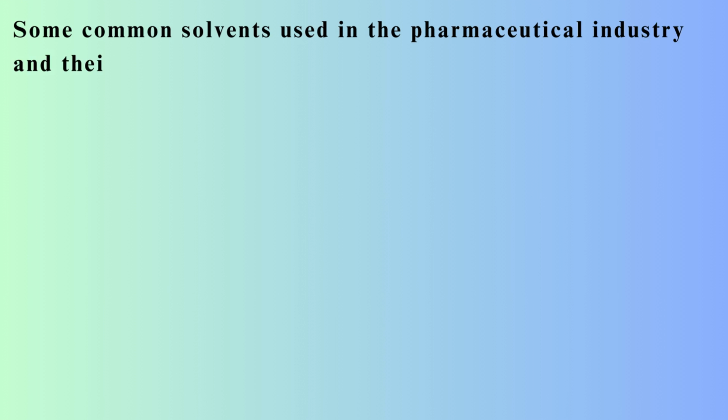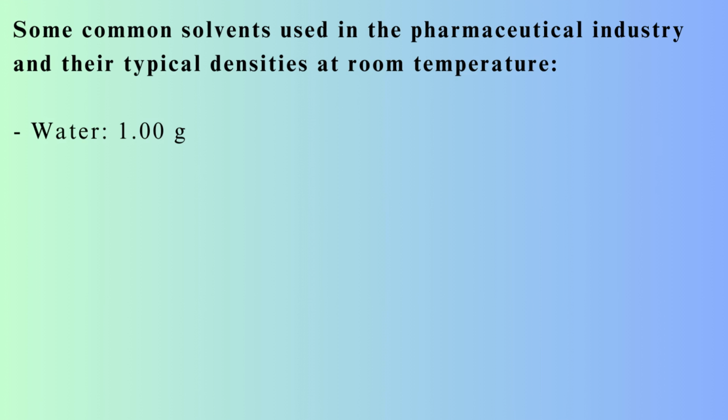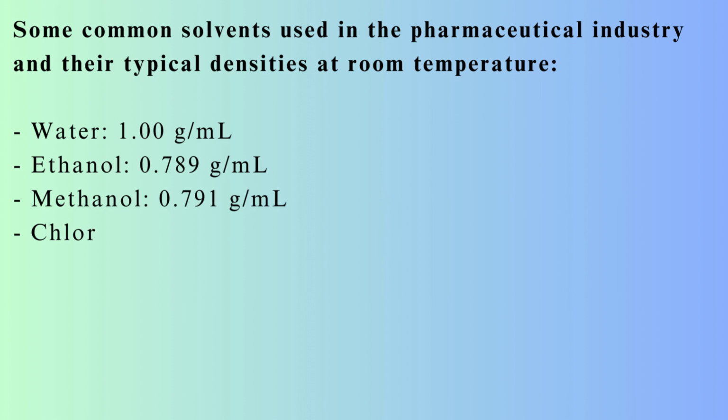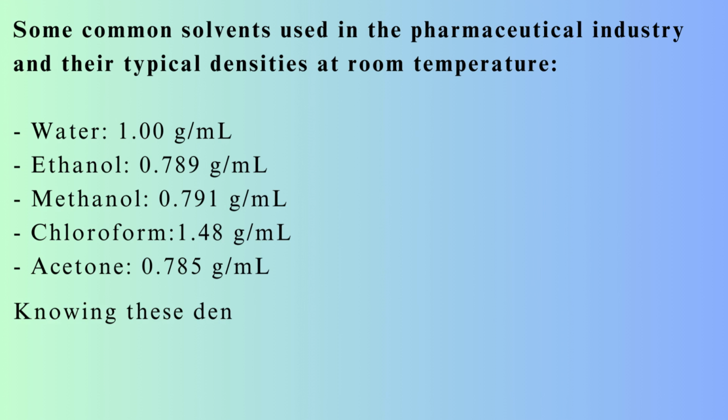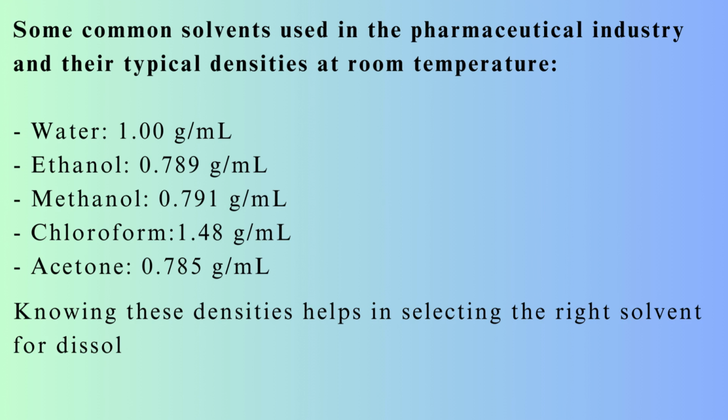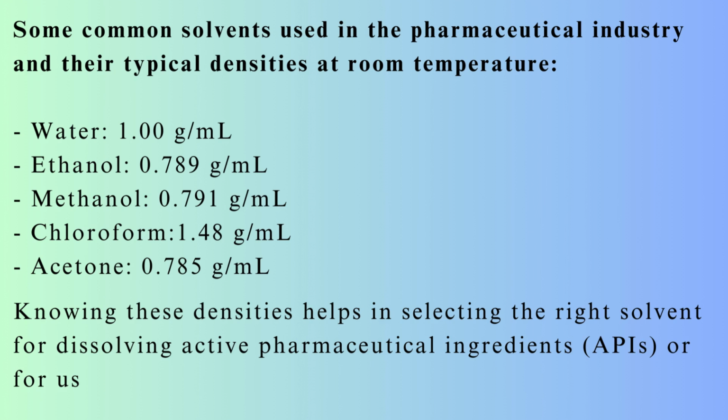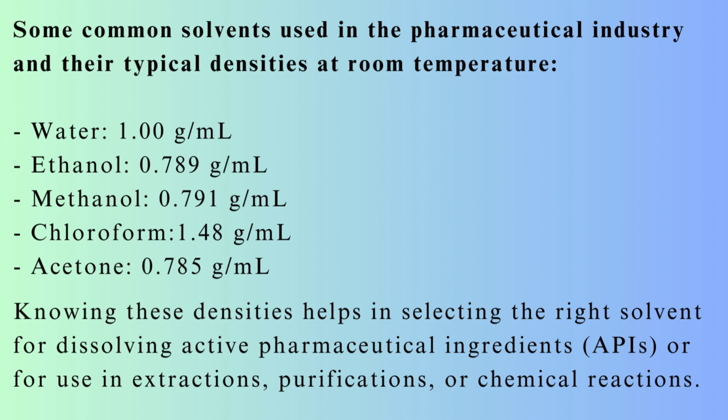Some common solvents used in the pharmaceutical industry and their typical densities at room temperature: water, 1.00 gram per ml, ethanol, 0.789 gram per ml, methanol, 0.791 gram per ml, chloroform, 1.48 gram per ml, acetone, 0.785 gram per ml. Knowing these densities helps in selecting the right solvent for dissolving active pharmaceutical ingredients or for use in extractions, purifications, or chemical reactions.